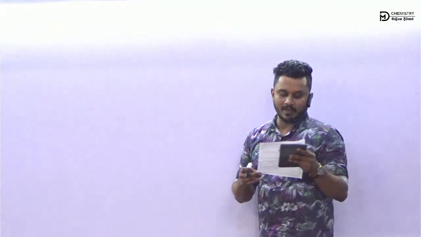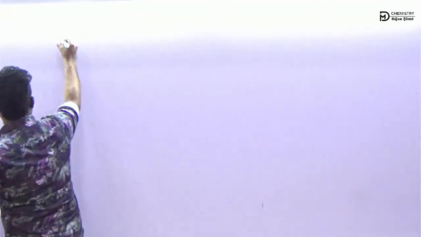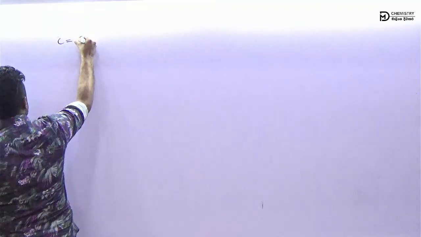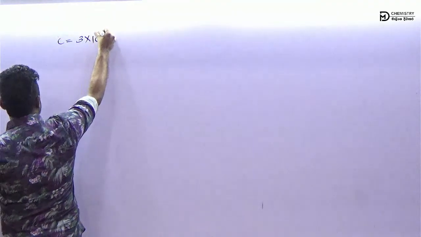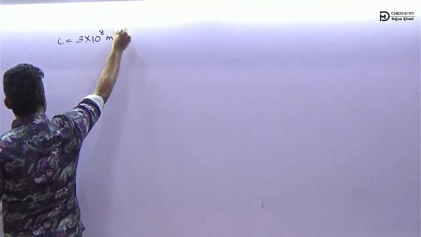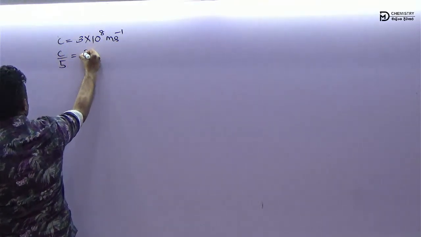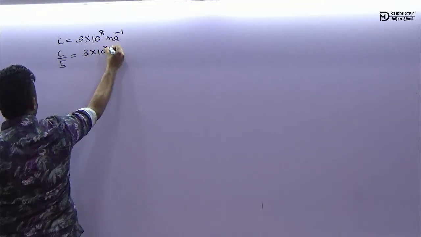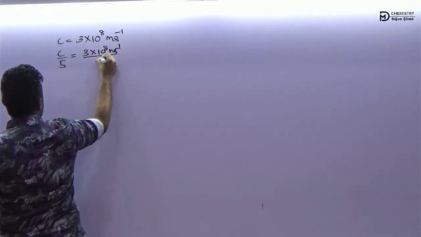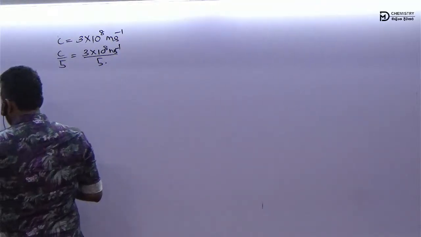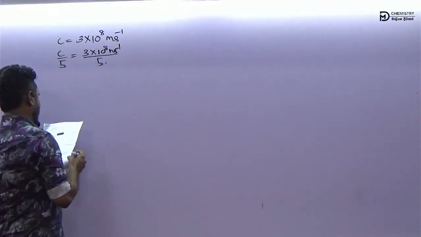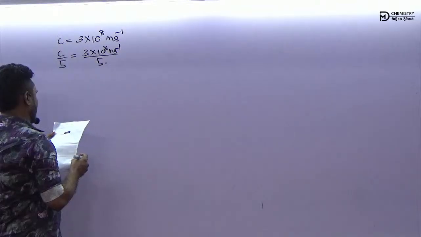Guys, calculate the wavelength in nanometers of an electron moving at 1/5 the speed of light. Okay guys, we know the speed of light is 3 into 10 to the power 8 meters per second. So if we consider 1/5 of the speed of light, we have to divide the speed of light by 5 here. Hari, calculate the wavelength of an electron is what is given.